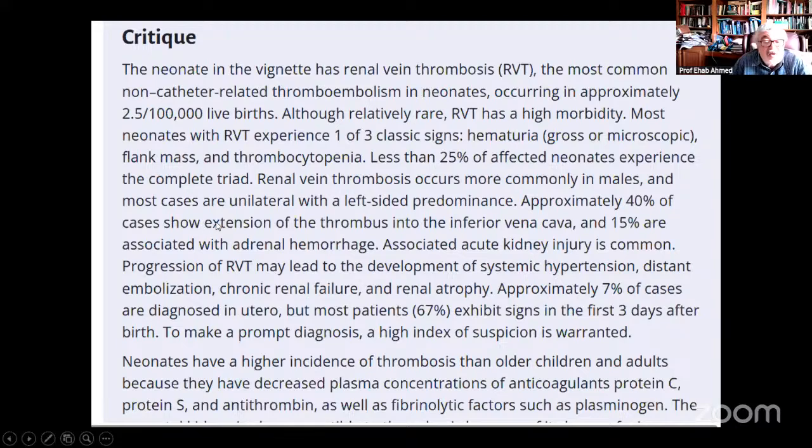Approximately 40% of cases show extension. This is a serious complication, and it can affect your management, even if it is unilateral. Extension of the thrombus into the inferior vena cava. This is very serious. You have to intervene.